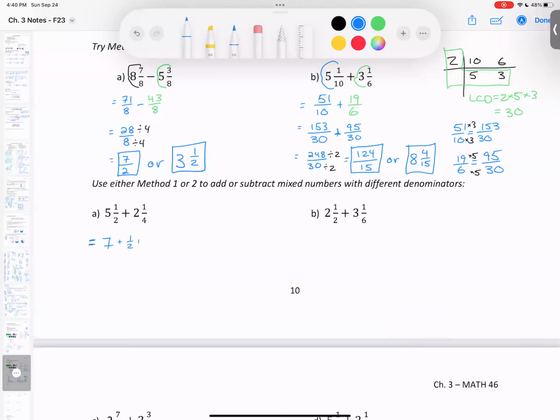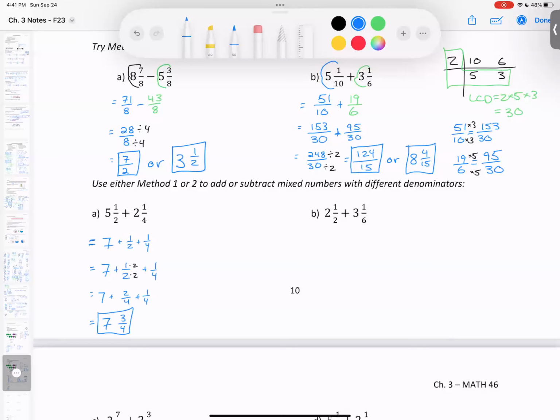So I'm going to have 1/2 plus 1/4. Okay, that means I'm going to need a common denominator there, which would be 4. So I have to multiply that 1/2 by 2. So I get 7, and then I've got 2/4 plus 1/4, which gives me 7 3/4.